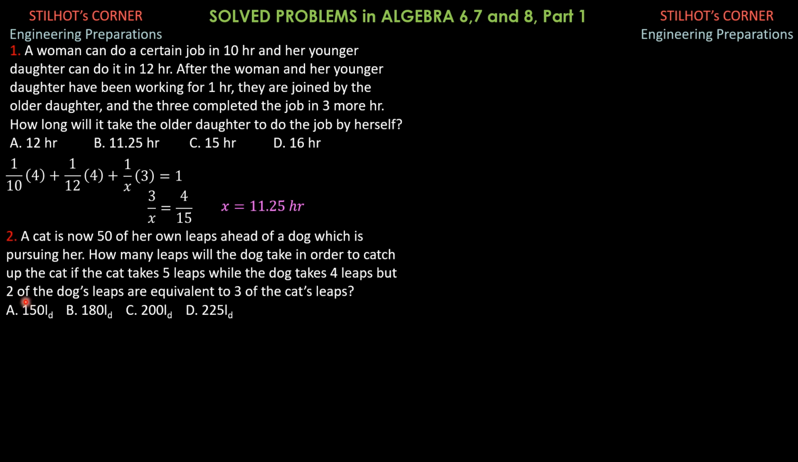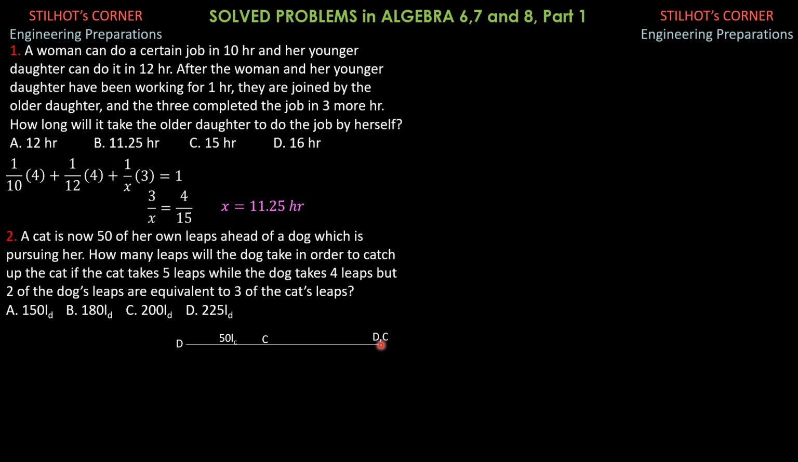So 2 times the dog's leaps would be equivalent to 3 times the cat's leaps. To help analyze the situation, let's have a figure where the cat is ahead by 50 of her own leaps. So 50 cat's leaps ahead of the dog. This is the position of the dog at the start, this is the cat at the start, and after a time t, the dog will catch up with the cat at this position here.